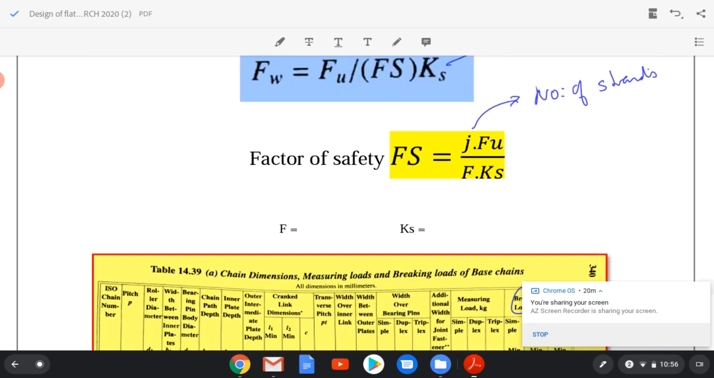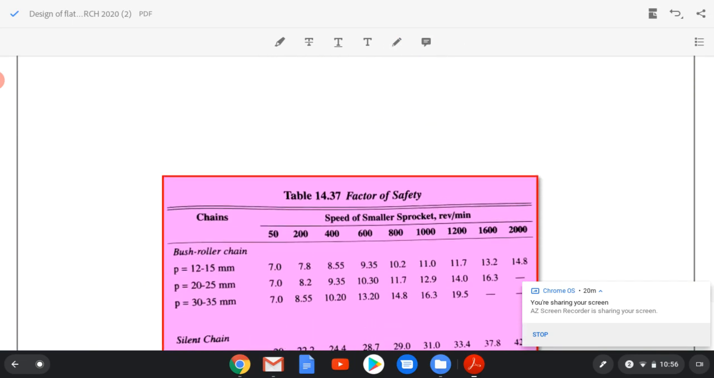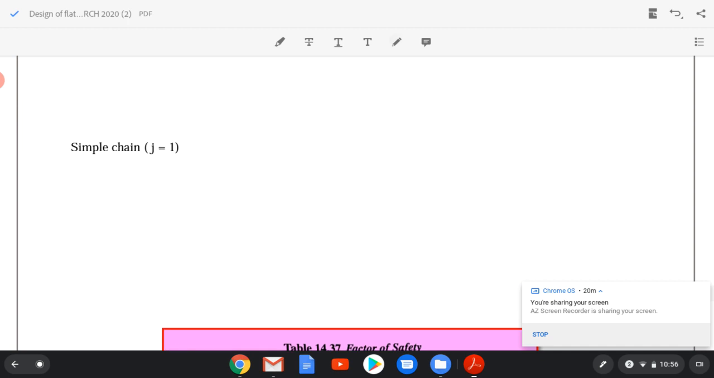Fs equal to J into Fu by F into Ks. So factor safety equal to, I will take this equation for our calculation. Fs equal to, so I will rewrite that equation. Fs equal to J into Fu by F into Ks.